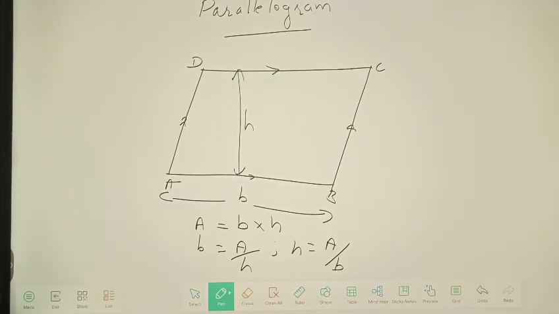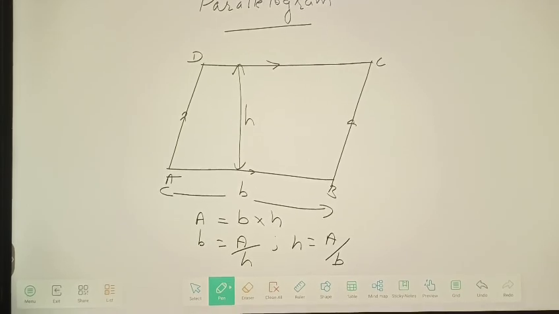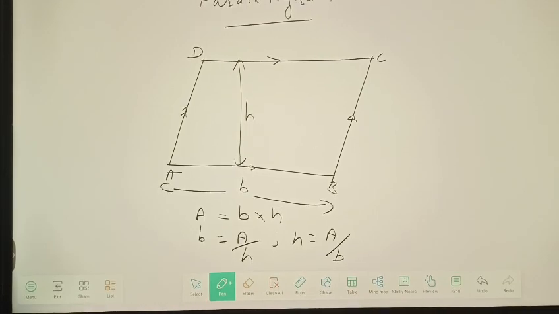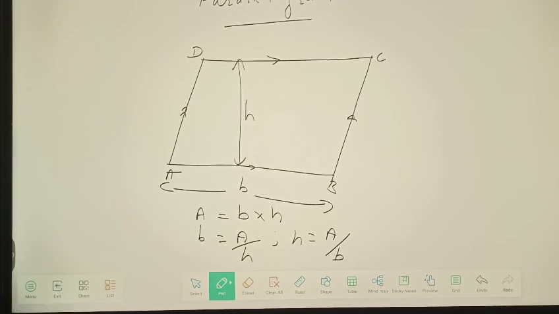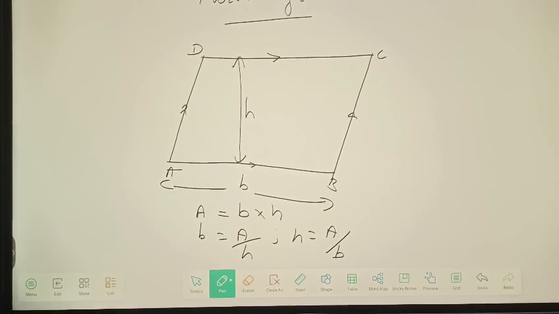Yes, the next figure is the parallelogram. Parallelogram means a quadrilateral whose opposite sides are equal and parallel. You have already done that. To find its area, it equals base into height. Then what are base and height? Base means any one side. Suppose AB is the base. Then the distance between the parallel sides AB and DC is going to be the height.